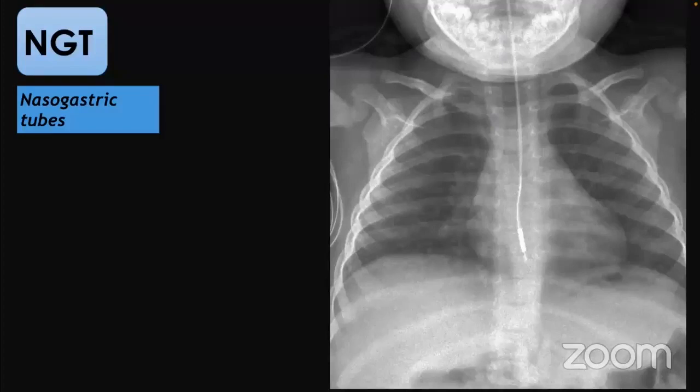What do you think about this tube? Anyone have the answer? He can share his answer. This is not a nasogastric tube. This is a pH probe. This probe is used to measure the esophageal pH as a part of gastroesophageal reflux workup.